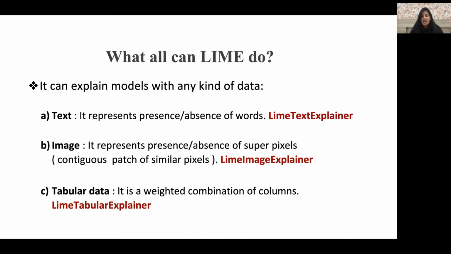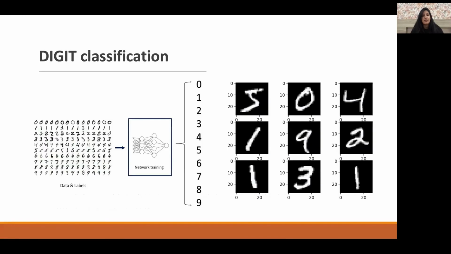In case of image, as I just mentioned, it's all about the importance of the pixels that are present in the image. When it comes to tabular data, it's the weight that each of the input columns is going to get when you're trying to make a prediction. That's when we use the tabular explainer.